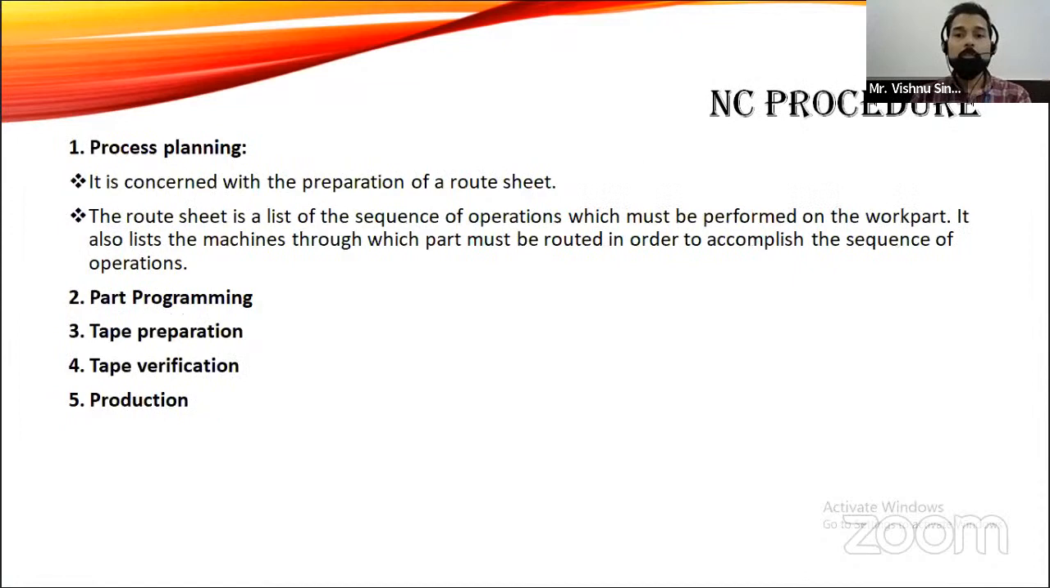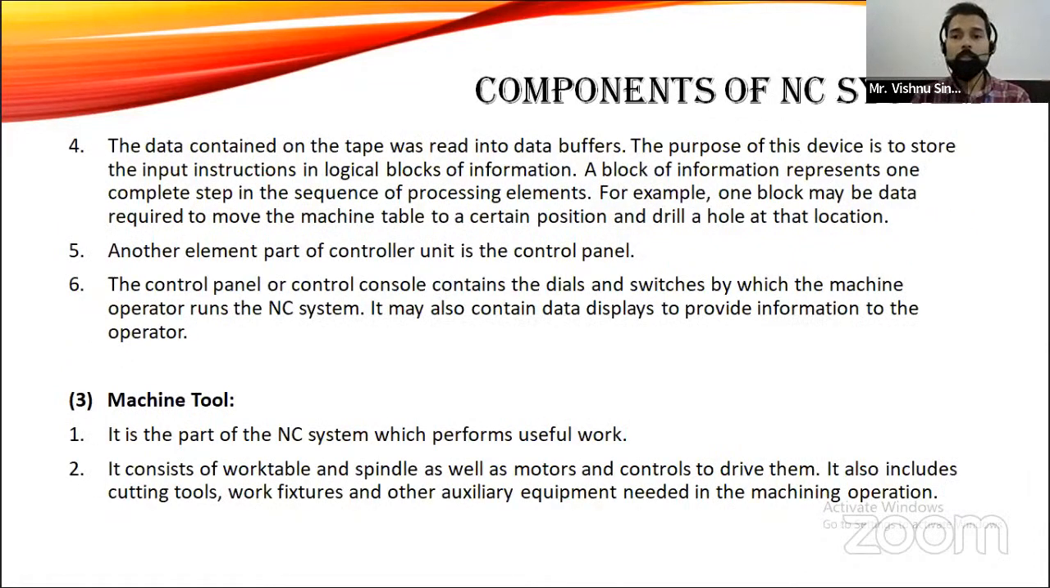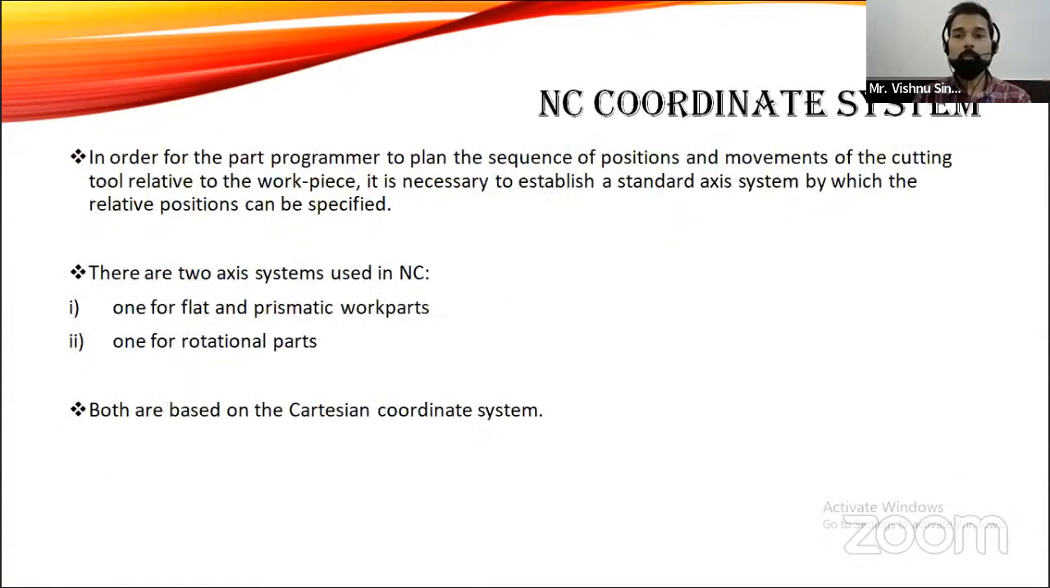In the previous slide we have already discussed what the components of an NC system were and what was the procedure that was followed in an NC machine. So let's start today's topic. What are the coordinate systems that are used in an NC machine? Basically, in an NC machine, there are two types of coordinate system that we use.